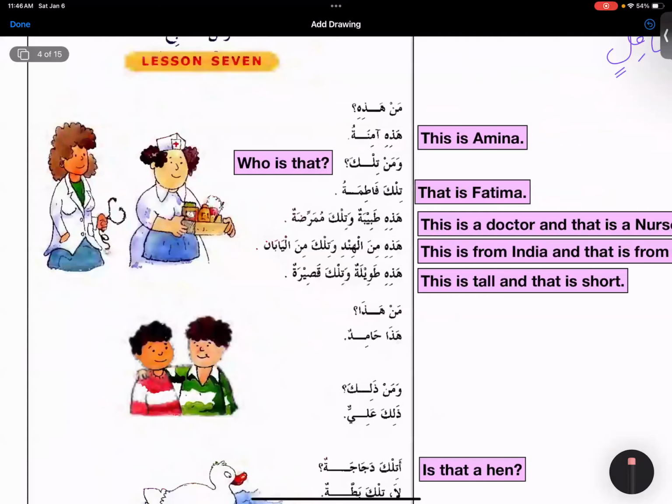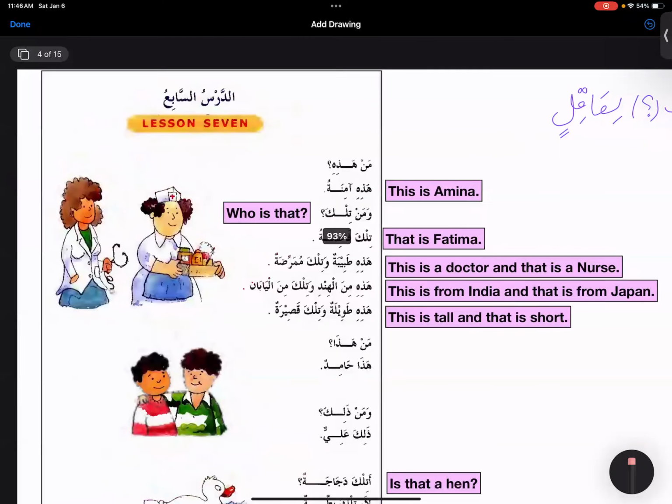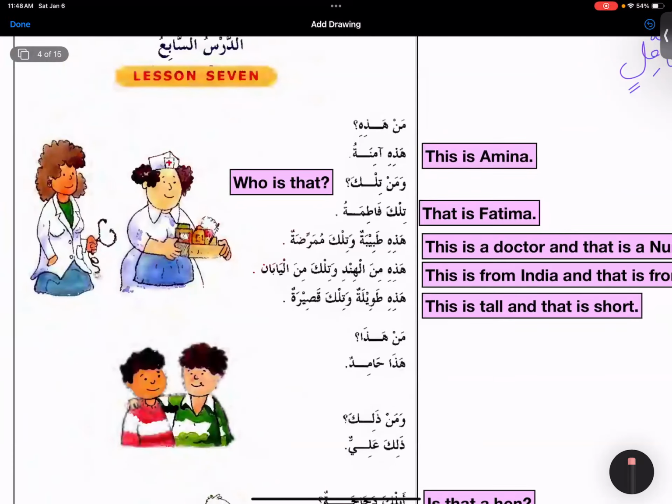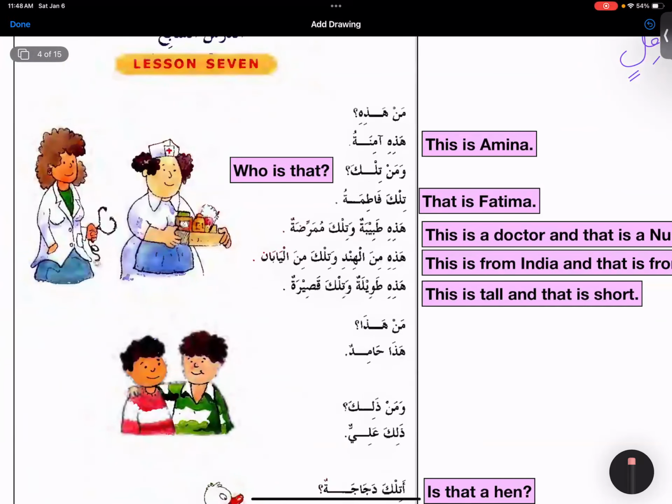Very good. Did we learn this hazihi before in our previous classes, or is this new? I think we did. We did, Ustada. Tilka over here, right? Yeah, we did. Okay. So man hazihi, who is this lady, right? Yes. Next one.